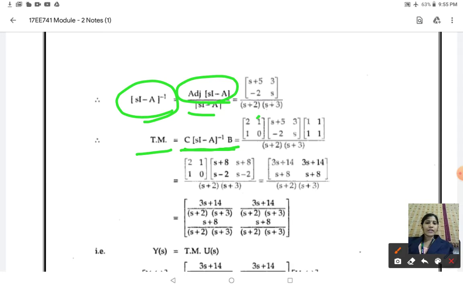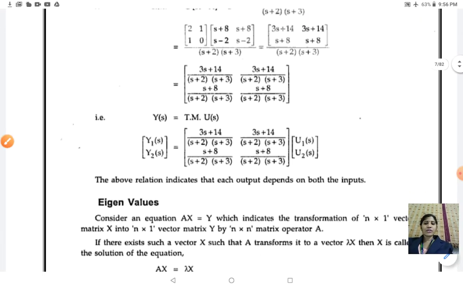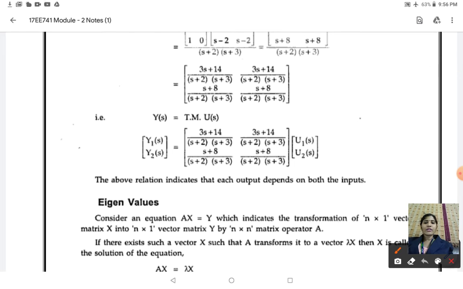C is your matrix that is taken from the problem. B is also a matrix that is given in the problem. It is the matrix that is identified from sI minus A divided by the determinant value. So once it is substituted, you are going to get the transfer function as (3s plus 14) divided by (s plus 2) into (s plus 3), (3s plus 14) divided by (s plus 2) into (s plus 3), (s plus 8) divided by (s plus 2) into (s plus 3), s plus 8.